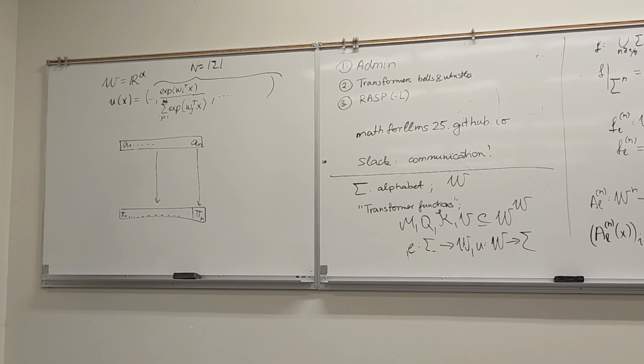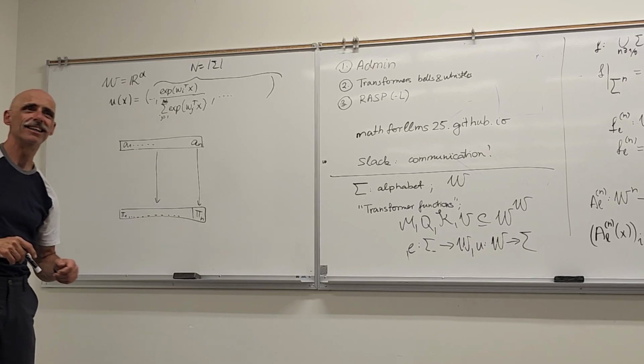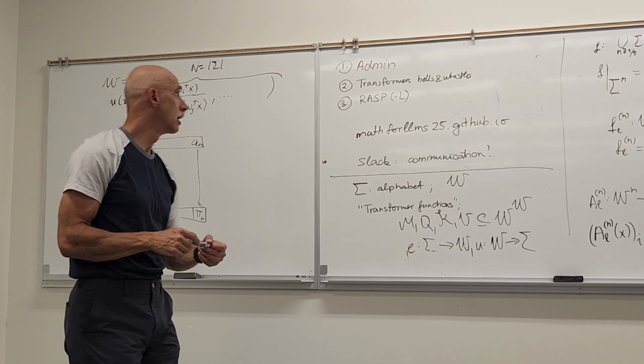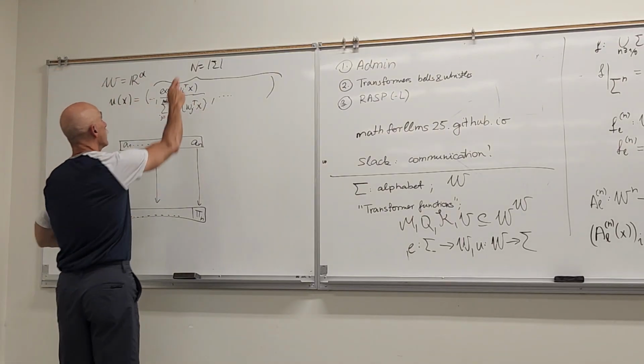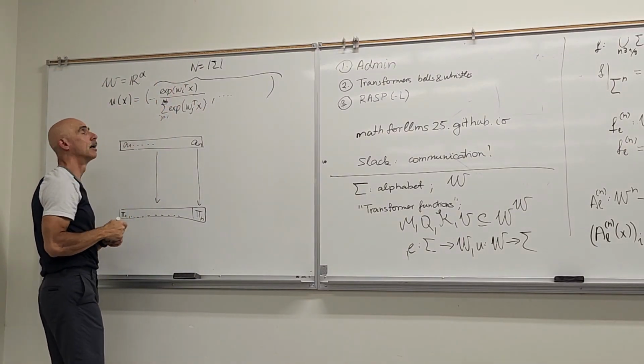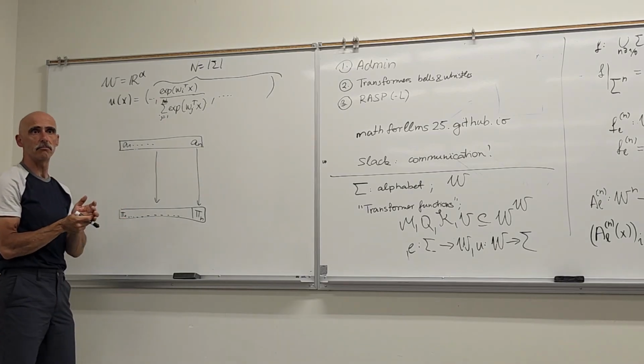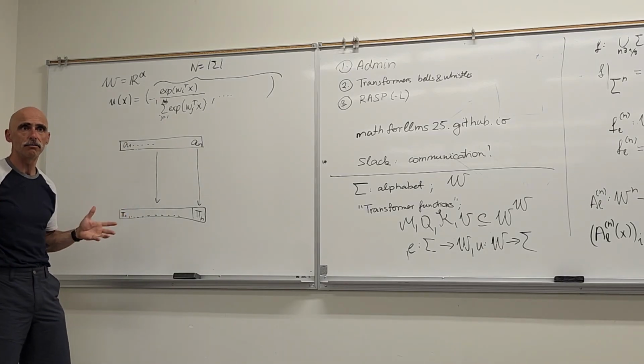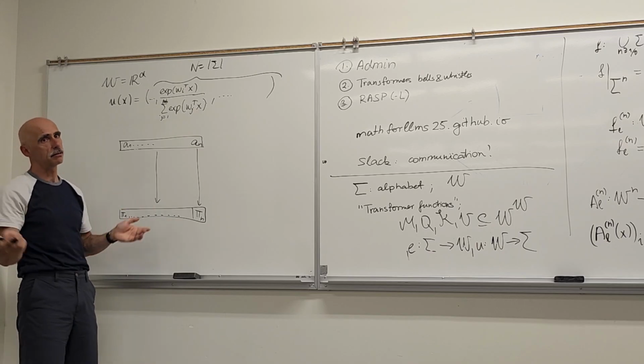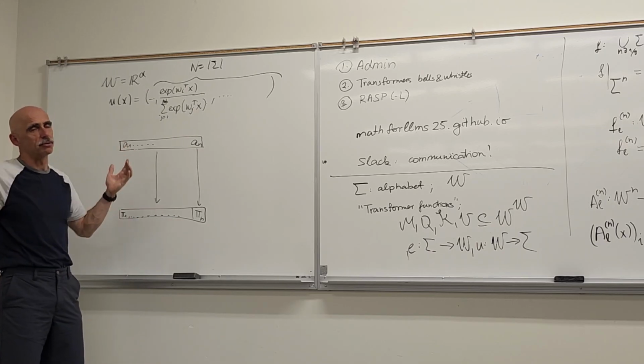How big is D usually? How big is the dimension? D? Capital N? This one? Yeah, D, the dimensionality of the workspace. For small models, it's 256, 512. Bigger models, thousands.